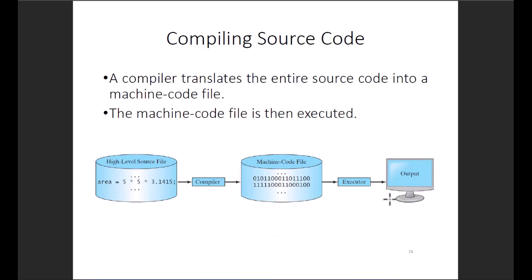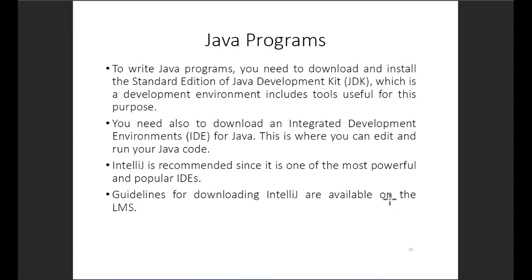Now Java adds one level. To write Java programs, you need a Java Development Kit, a JDK. Why? Because it comes with a compiler and the executor for you, and it adds something known as a Java Virtual Machine on your computer, so that you can write a program, compile it on one machine, take it to another machine having the Java Virtual Machine, and run it.